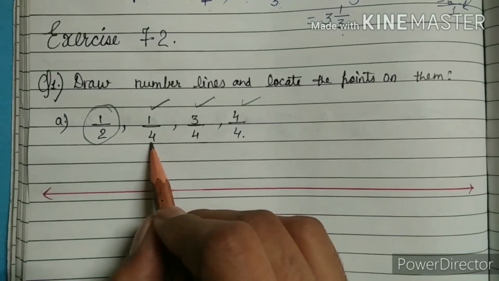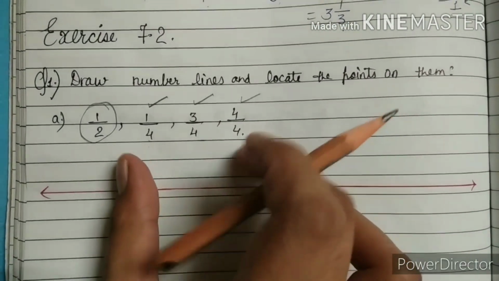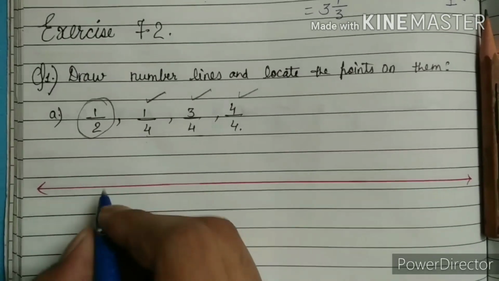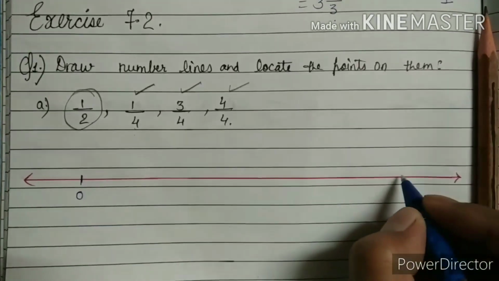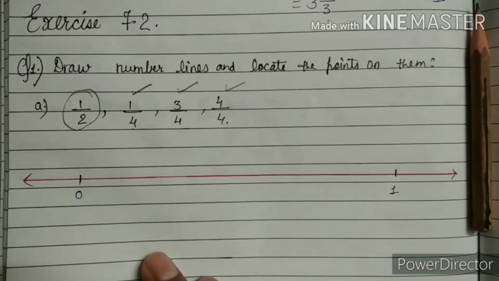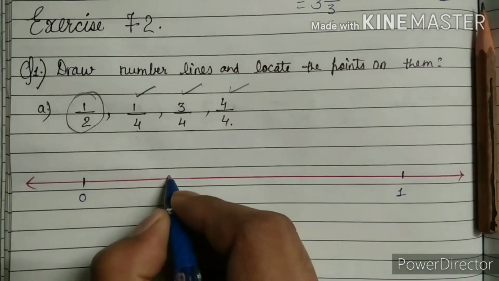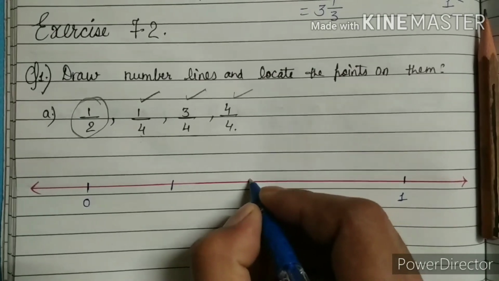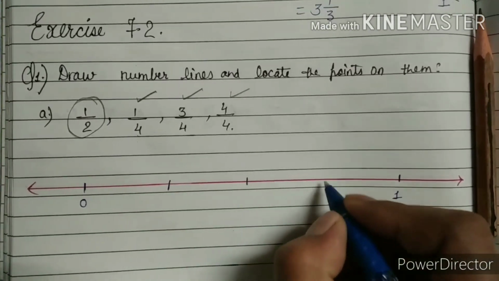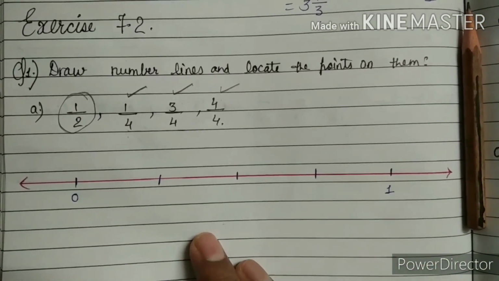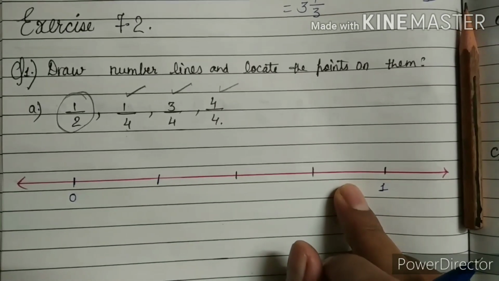They all are positive and proper, so they come in between 0 and 1. How many part we have to do? We have to do 4 part. Okay, this is first part, this is second part, this is third part. Okay, and last is fourth.